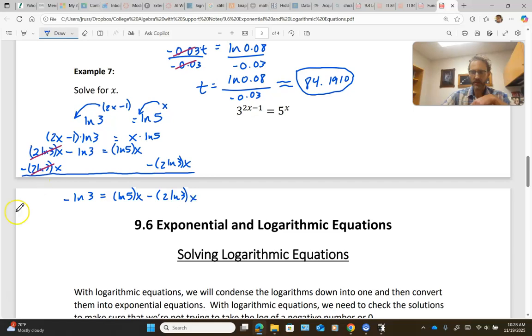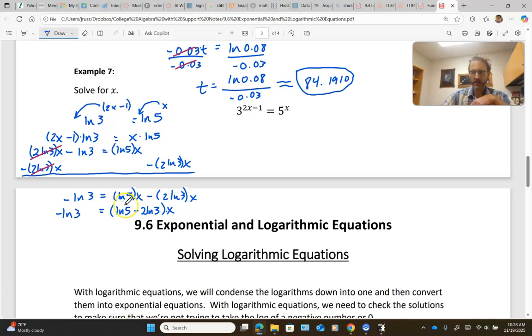Okay. So again, we see an instance in which these are like terms, so we can combine them. But because these are irrational coefficients, the only way we can really combine them is by rewriting this like we're taking the x out. So if you take out the x, then all you're going to have left is the natural log of 5 minus 2 times the natural log of 3. So this is your new coefficient of x right here. And then this will be equal to the negative natural log of 3.